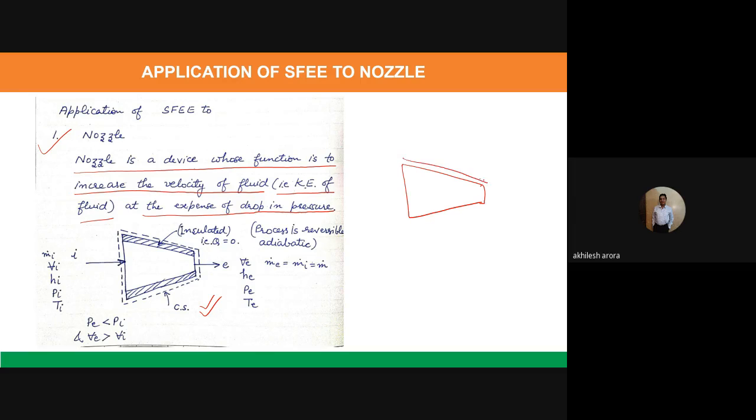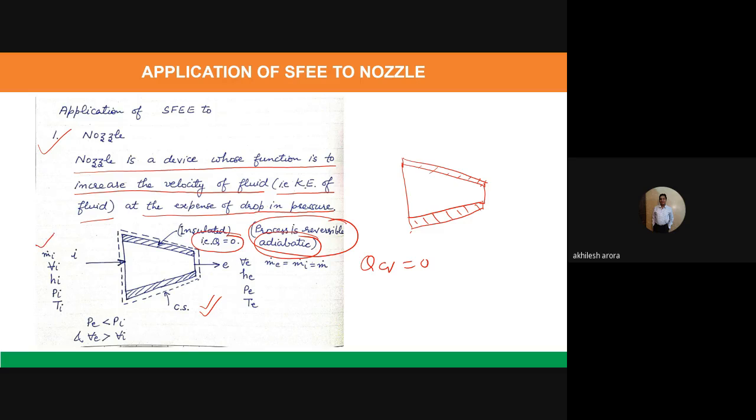Then we have made some hatching here to represent that this nozzle is actually insulated. So it is an insulated nozzle, and the process taking place in this particular case is reversible adiabatic. So that means the flow of the fluid is reversible adiabatic. Once it is adiabatic, there is no heat transfer. Q is equal to 0. That means QCV is equal to 0. And then let us see what other things we can consider for this particular case.